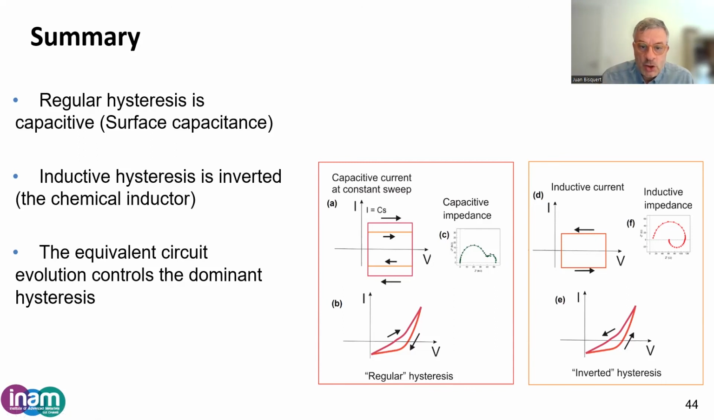We have an idea what is going to happen, how much hysteresis there will be, how the current voltage curves are going to be. And then we can state that the equivalent circuit evolution controls the dominant hysteresis.